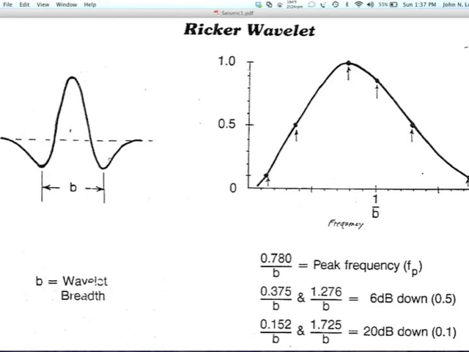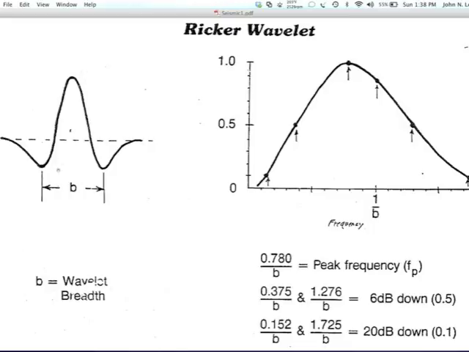And as you might imagine, the broader the wavelet is, the more trouble we're going to have getting an accurate pick of what time that central peak is at. That's really the problem.